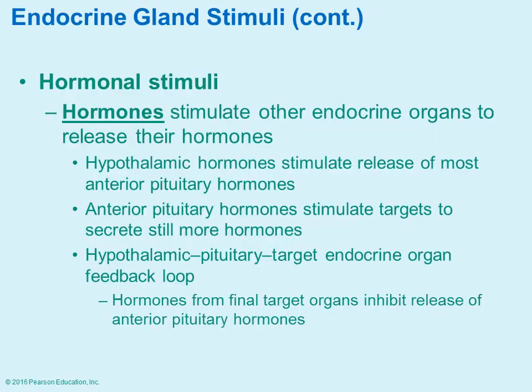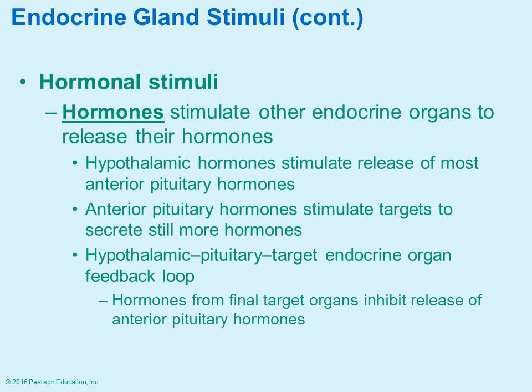Hormonal stimuli: oftentimes what we see is that one hormone receives a stimulus to be released. So the endocrine gland gets the stimulus, it releases hormone A. Hormone A then acts as a stimulus for the release of hormone B. And so as we often see, it's a stepwise or cascade type process. A is stimulated, it stimulates B, B may stimulate C, and so it's a stepwise process.